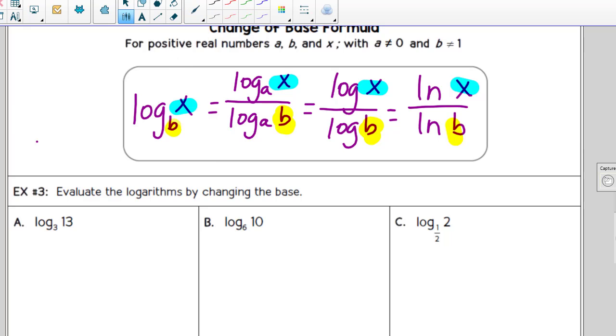So if we have log base 3 of 13, can't do that in my head, right? And I don't have a log base 3 button on my calculator. But what I can say is that this is equal to log of 13 over log of 3. Okay, I've changed it to a base of 10, which we do have on the calculator. Or you could have said natural log of 13 over natural log of 3. Okay, so let's do it on the calculator.